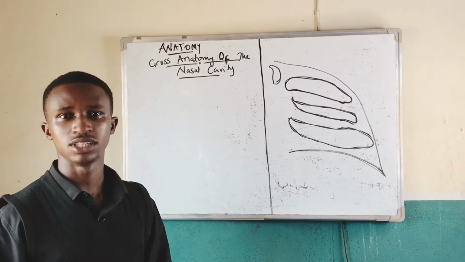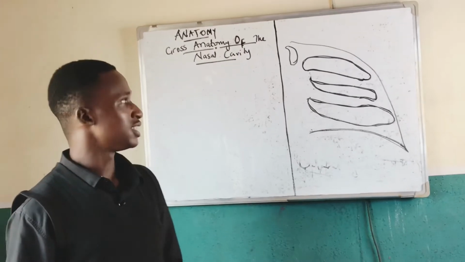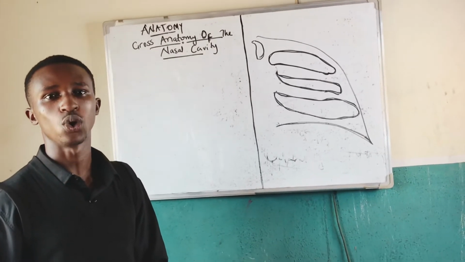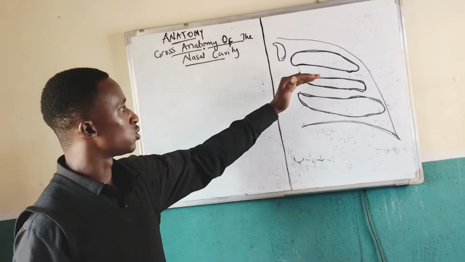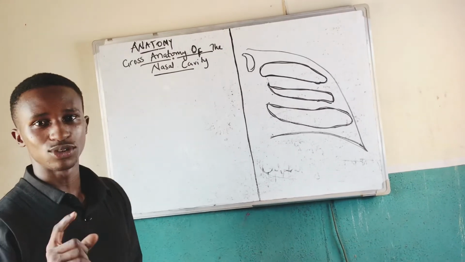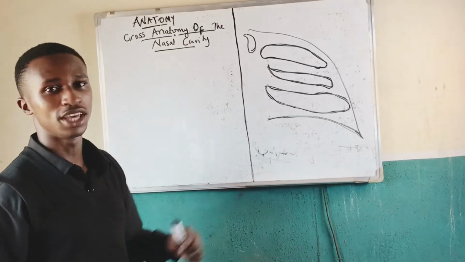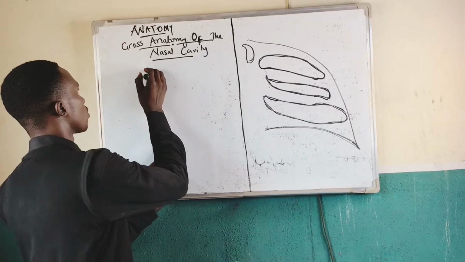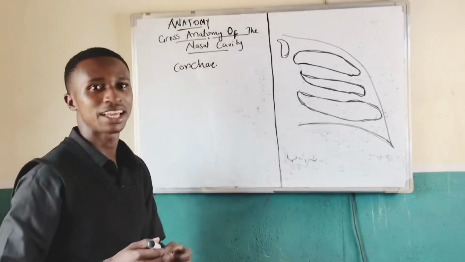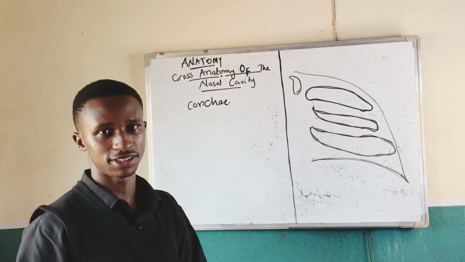If you look at the lateral wall of the nasal cavity, you are going to see some louvers-like projections. These louvers-like projections are what we refer to as conchae. 1, 2, 3. So we have 3 conchae. Take note of that. One of them is called concha, but together you call them conchae. So remember, conchae are the louvers-like projections that you are going to see in the lateral wall of the nasal cavity.